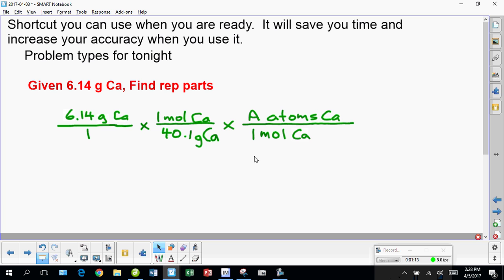Okay? This works because I can do 10 fractions in a row if I want. And I can run the calculations in exactly the same way, which you'll understand later. But for right now, remember, I'm canceling grams of calcium, and then I'm going to cancel moles of calcium here. Now let's look at this side by side and see what the difference is so far.